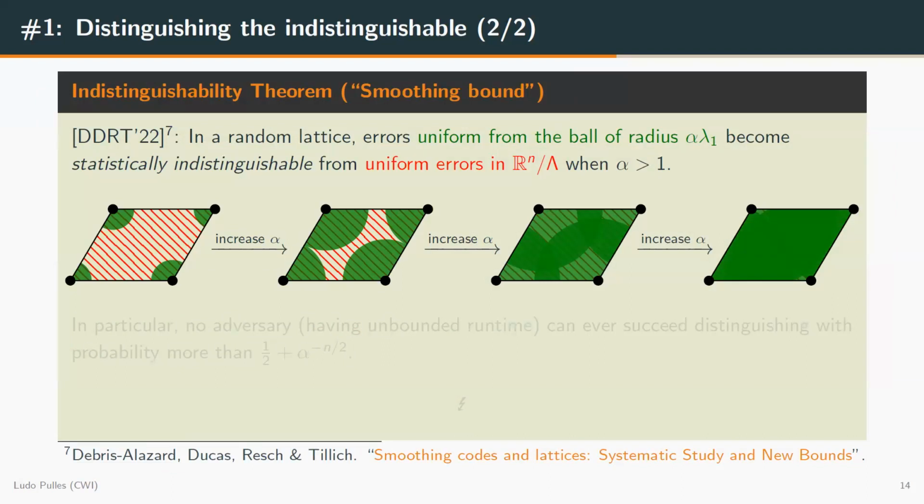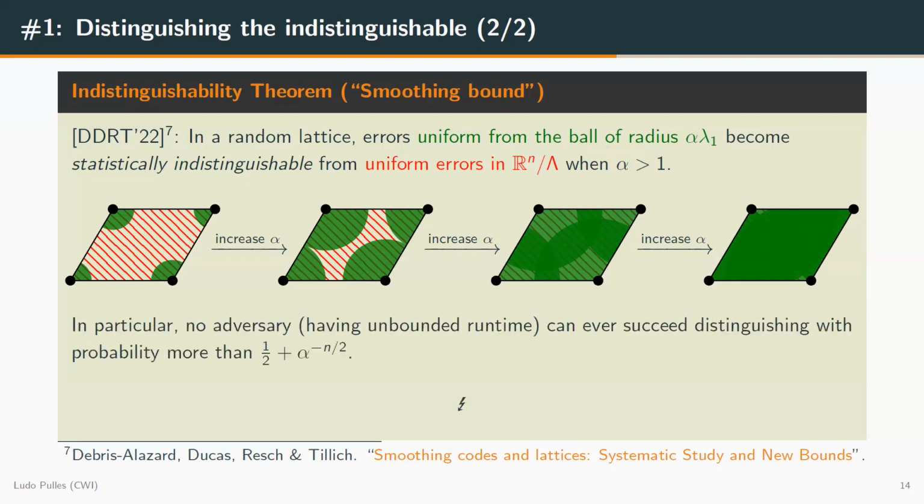However, there's a theorem that says that errors sampled uniformly from a ball of radius alpha lambda 1, so these form BDD targets, become statistically indistinguishable from uniform errors when this alpha is above 1 as the dimension increases. Because you can't distinguish between them statistically, there cannot be any adversary, no matter what the runtime is, that can distinguish with a probability much higher than 1/2. So that's the first contradiction we get.